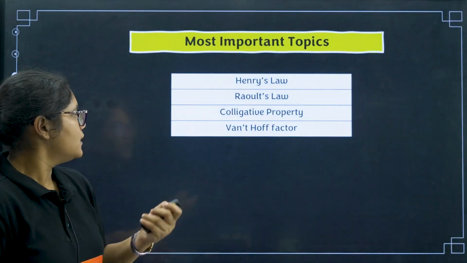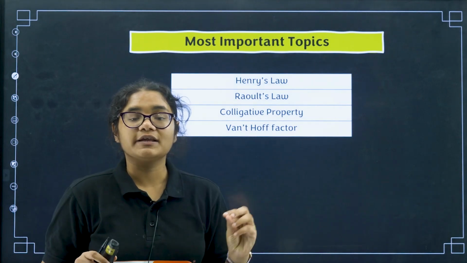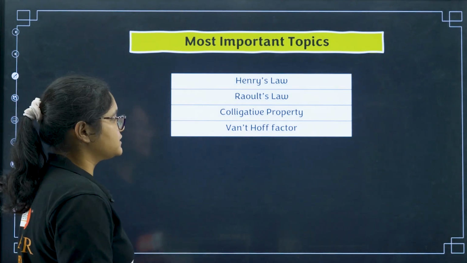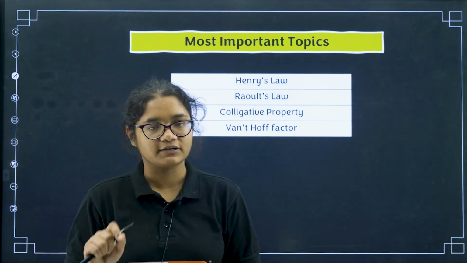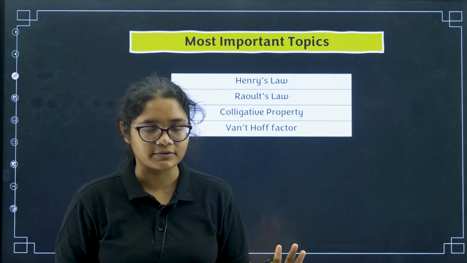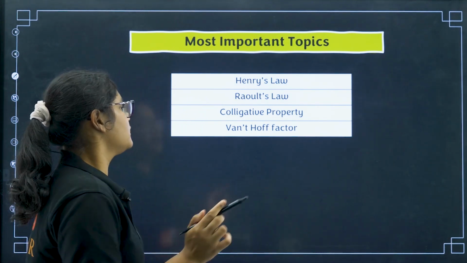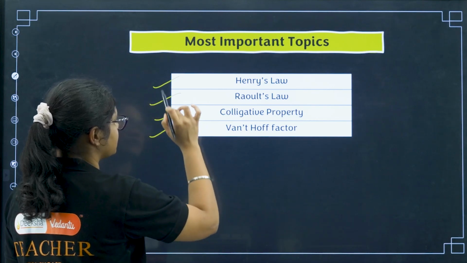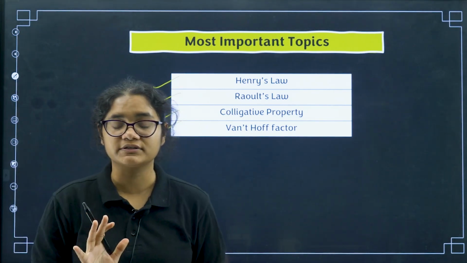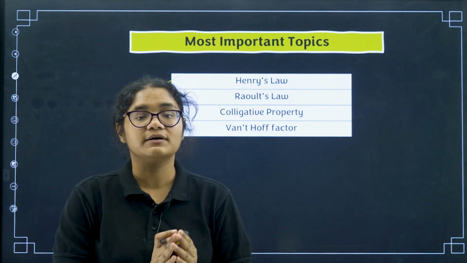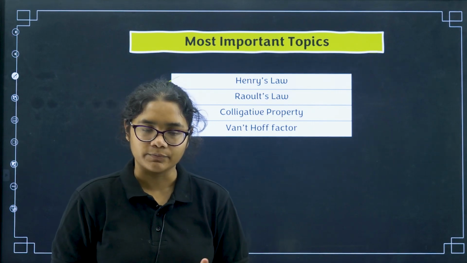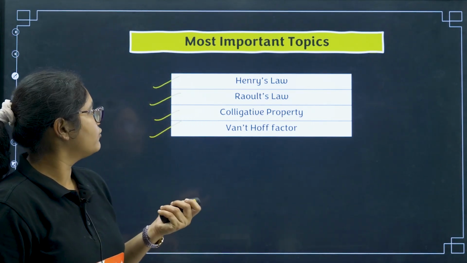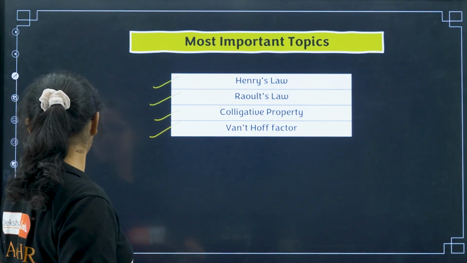Okay. So now coming to the most important topics that you should do from this chapter. Because it is a very high weightage chapter, I want you to do all the questions, but still do not forget Henry's law, Raoult's law, colligative properties and Van't Hoff factors. These are the most important topics that you must do from this particular chapter.